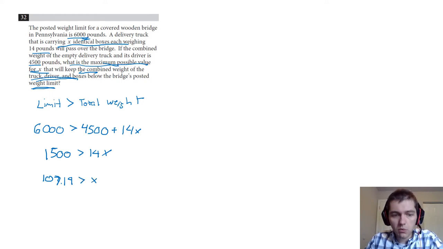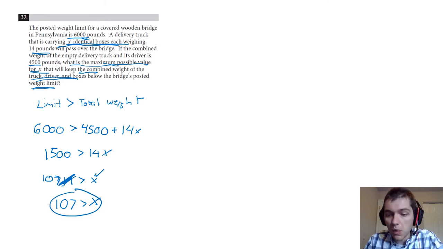It's important at this point to realize that x is a number of boxes and they're looking for a max. They're looking for carrying x identical boxes weighing 14 pounds. They're looking for the most that this can be, and you can't have a fractional number of boxes. So you'd round down anyhow, but even if it ended up being 107.8 or something, you just throw off that last number because you can't round up. It would put you over the weight limit. So that means x max is 107, so 107 is the answer that you would bubble in.